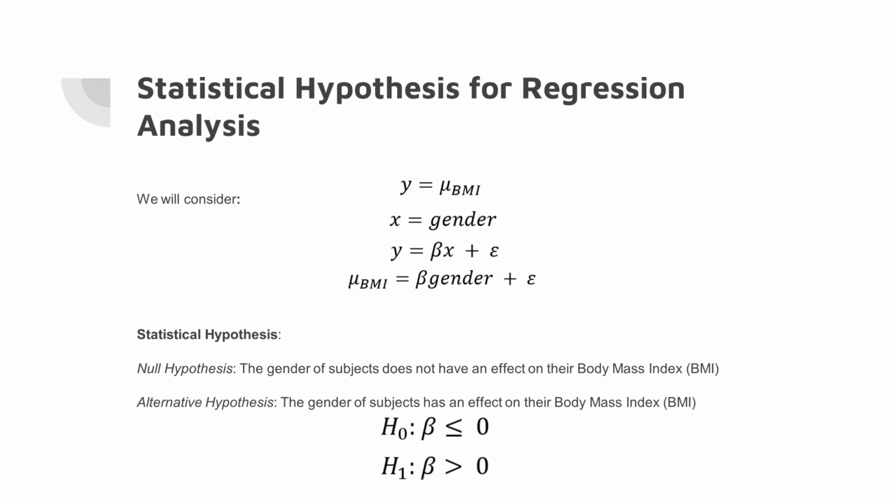Then, we reformulate our null hypothesis. It states that the gender of subjects does not have an effect on their body mass index, and our alternative hypothesis says that the gender of subjects has an effect on their BMI.